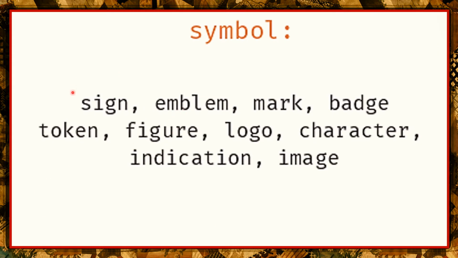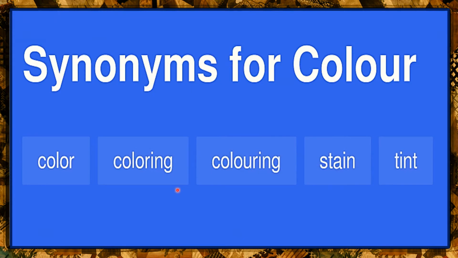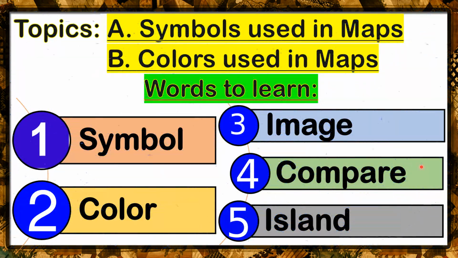Symbol means sign, emblem, mark, badge, token, figure, logo, character, indication, image. So when you use a symbol, class, you don't really necessarily write the meaning of the image or the symbol because when people look at the symbol, they already know what it means. The second word is color. It means color, coloring, stain, tint. So we have different colors like red, orange, yellow, green. We use these in maps to tell us different information.